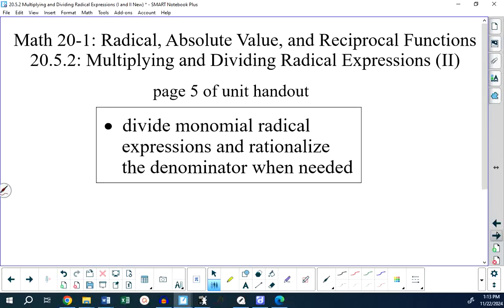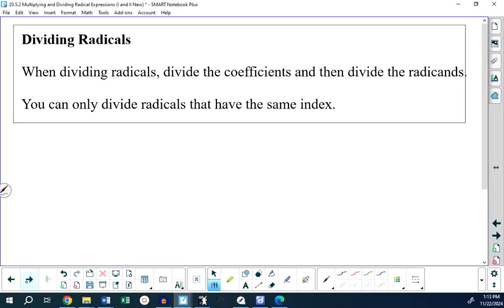Is the number 2 rational? Yes. Because it's exactly equal to 2. No decimals. So we're going to be taking denominators that are not rational and changing them into denominators that are. To begin with, we have the same kind of rule that we had before with multiplication. With multiplication, you multiply coefficients by coefficients and radicands by radicands, and the same thing is true for division.